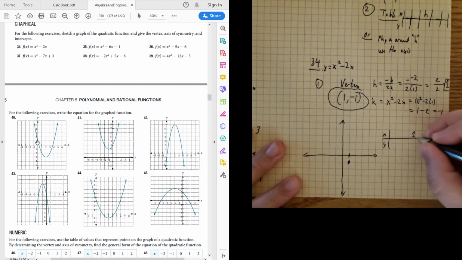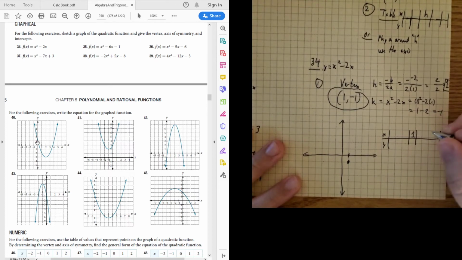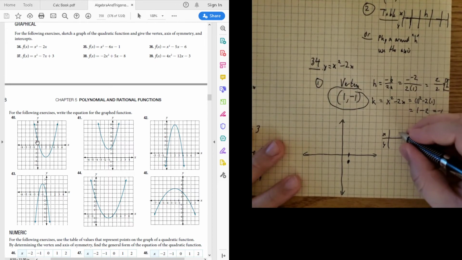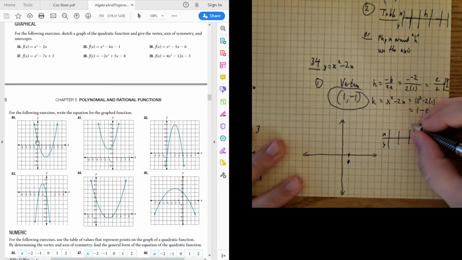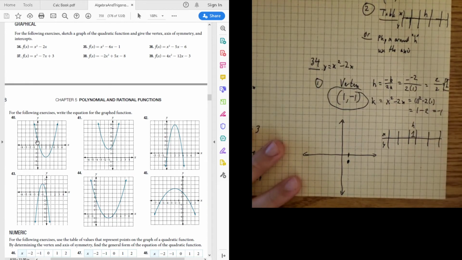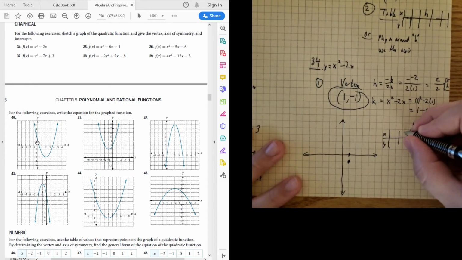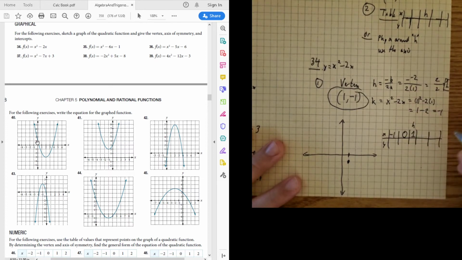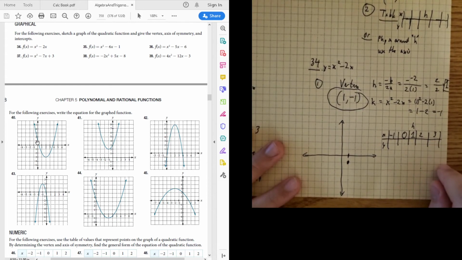My h is going to be at the center of this table. I need to pick values to the left of h and values to the right of h. This is my h value. So in this case, to the left of 1 would be like 0 and negative 1. To the right of 1 would be like 2 and 3. I can choose any numbers, but near numbers are better if you can use them.